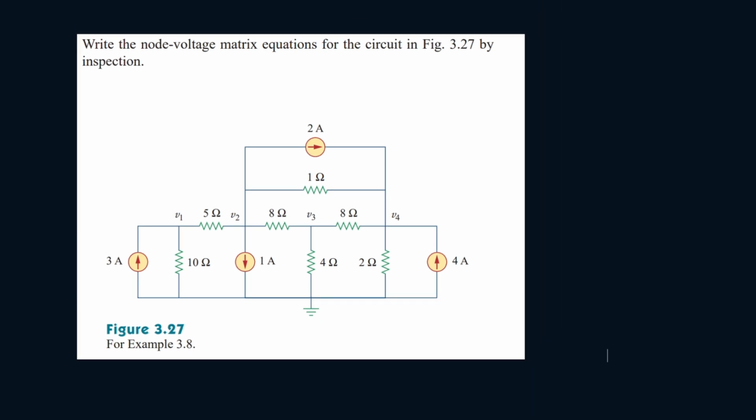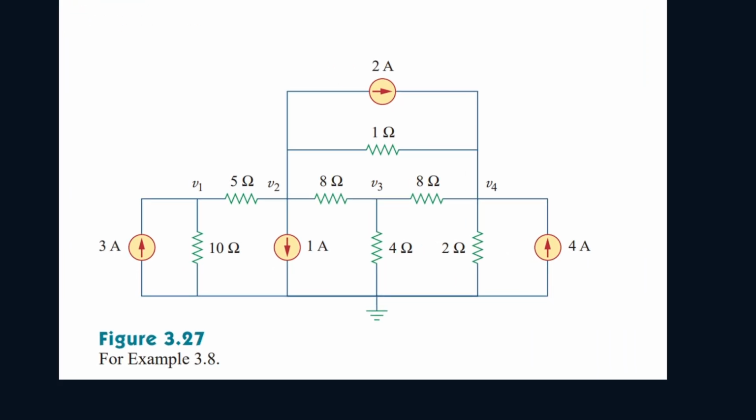So it asks us to find the matrix equation for the following circuit for the node voltages. So we're going to focus on these points. Let's begin by drawing directions of current.